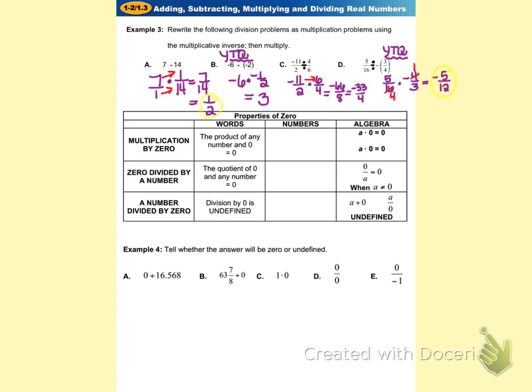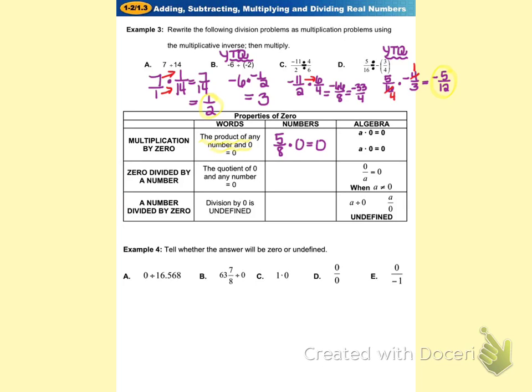So we're going to wrap up this lesson by looking at some properties of 0. Now recall, when we multiply any number by 0, the product is always 0. So for example, if I multiplied 5/8 by 0, I'd get 0. If I multiplied 12,437 by 0, I'm going to get 0. Any number times 0 is 0.